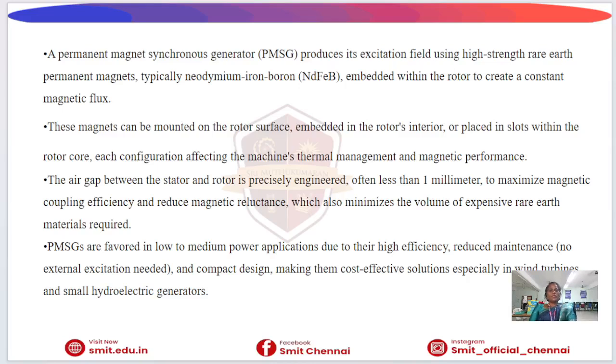This slide explains the variable speed operation of wind turbines. The generator does not have to remain at a fixed speed; by varying the rotational speed according to wind conditions, maximum power can be extracted from the wind. The three-phase AC output from the generator is supplied to a rectifier. The rectifier converts AC to DC.